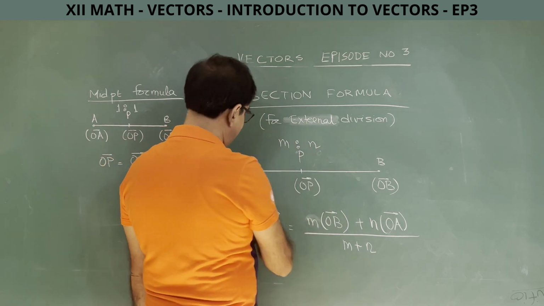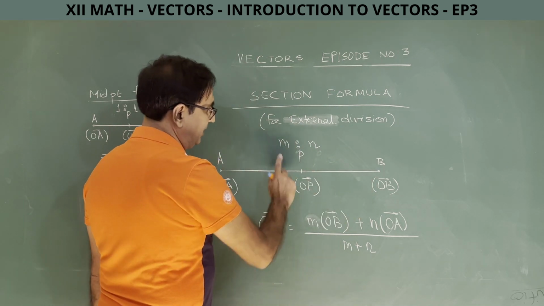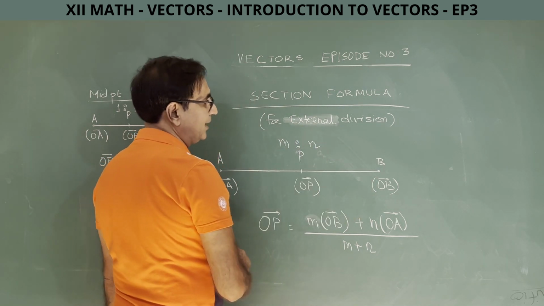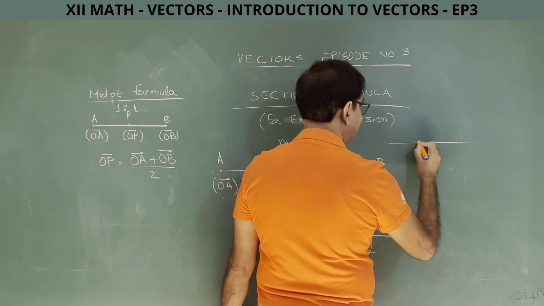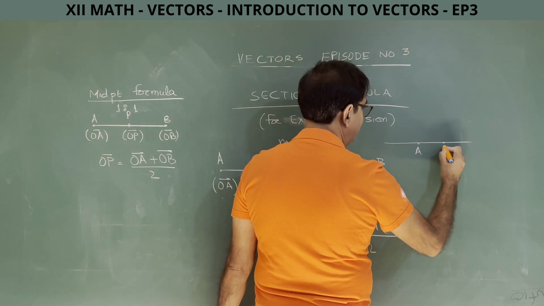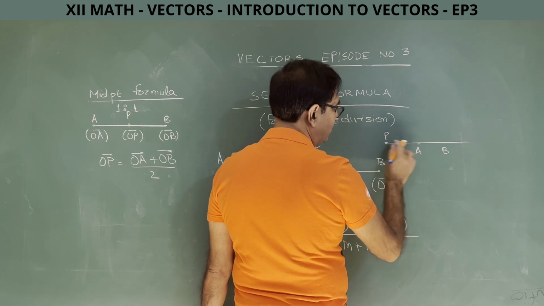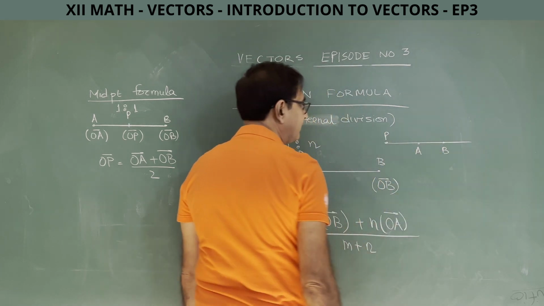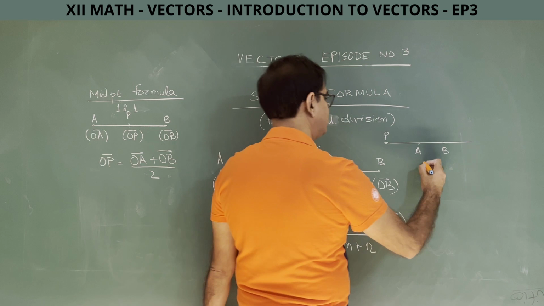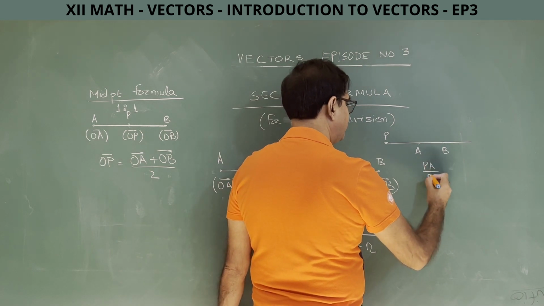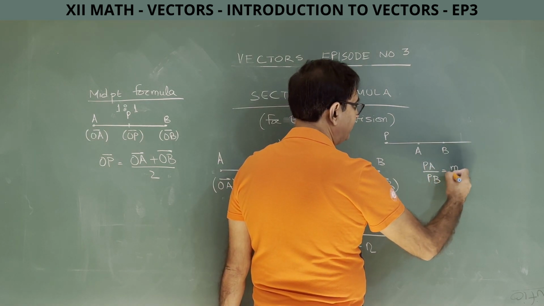So for external ratio, you draw line AB, mark your ratio which is given to you like this. Otherwise, the actual diagram is like this. This is A, this is B. So P will lie either before A or after B, depending upon what kind of ratio is given to you. In external ratio, it becomes PA upon PB is equal to m by n.